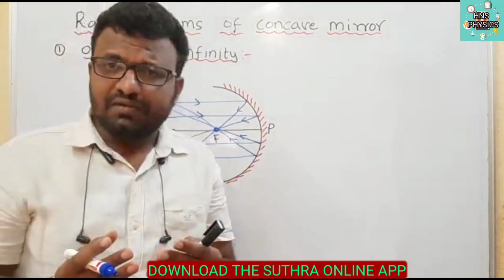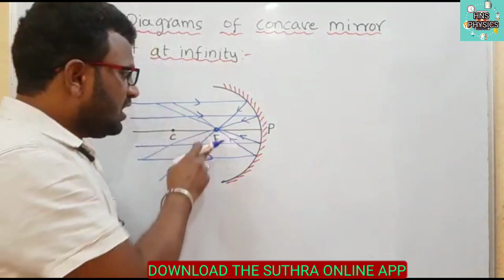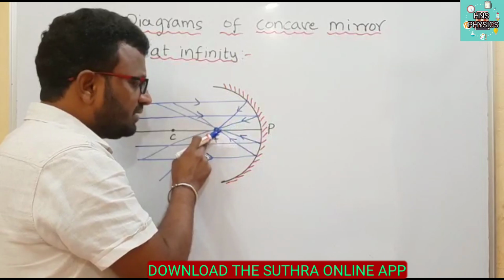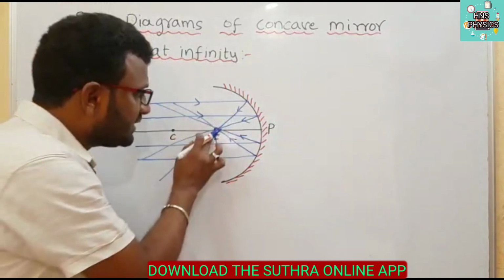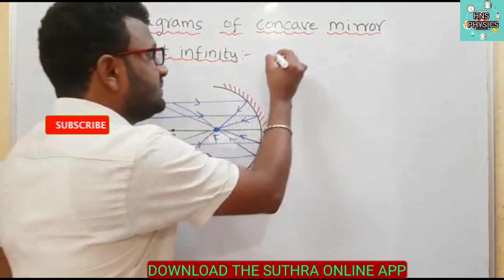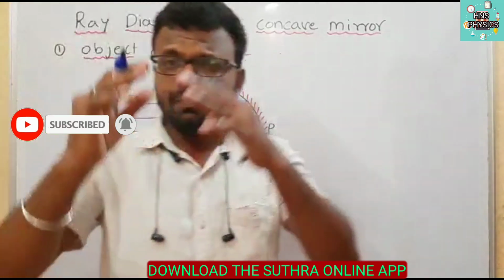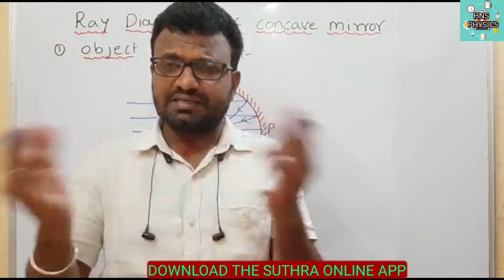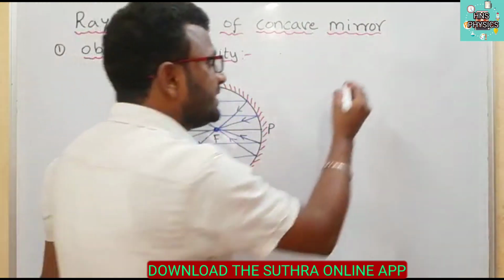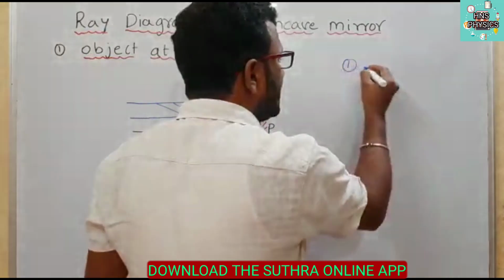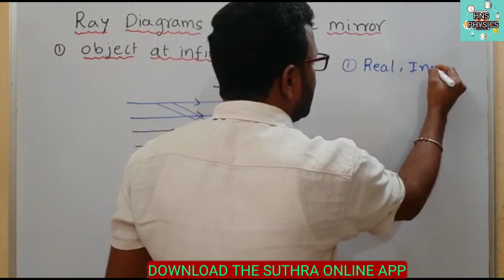That means after the reflection, where the reflected rays meet, the image is formed. So here all the reflected rays meet at the focus. That means the image is formed at the focus. How does that image form? Like a point size, very small. The object is larger, but the image is formed very small. So the nature here is real, inverted.